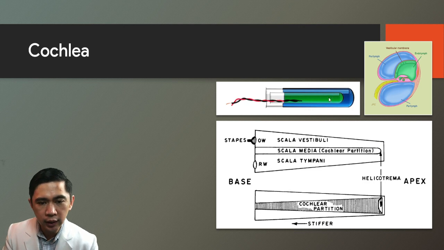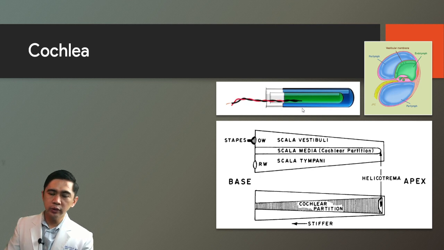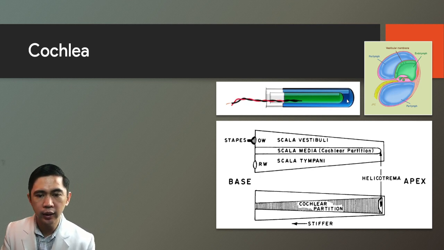Here we can see the different chambers of the cochlea. The first chamber is the scala vestibuli. It is continuous until the apex, and it continues in the third chamber, which is the scala tympani. So vestibuli and tympani are actually continuous to each other at the apex near the helicotrema.